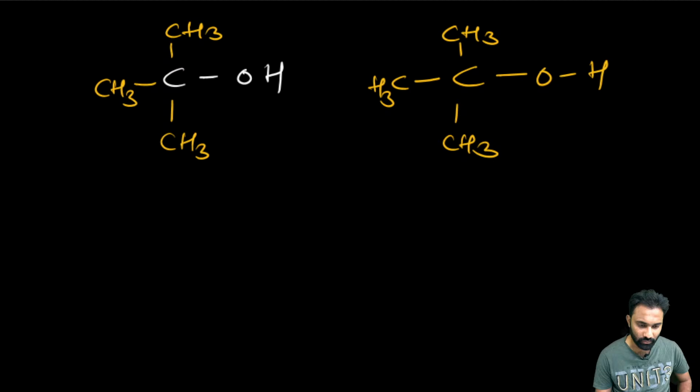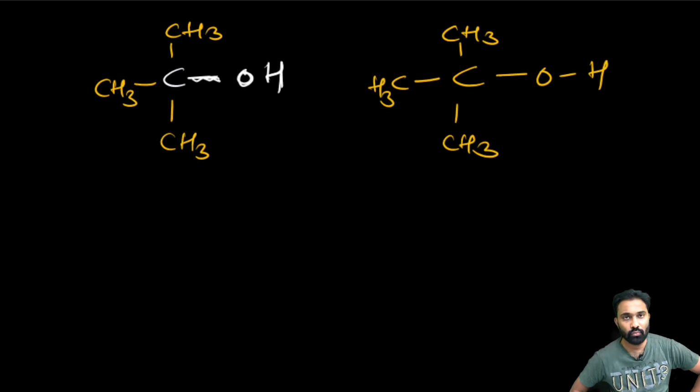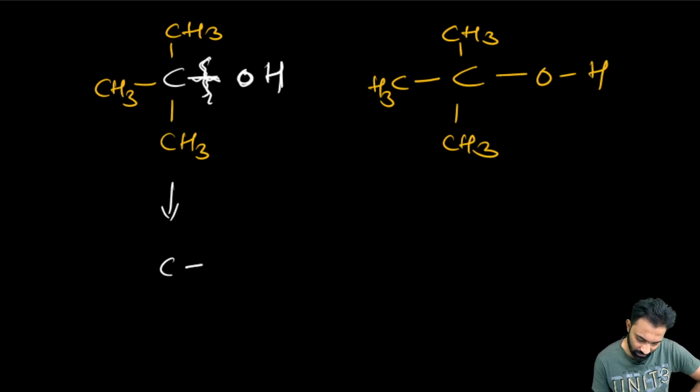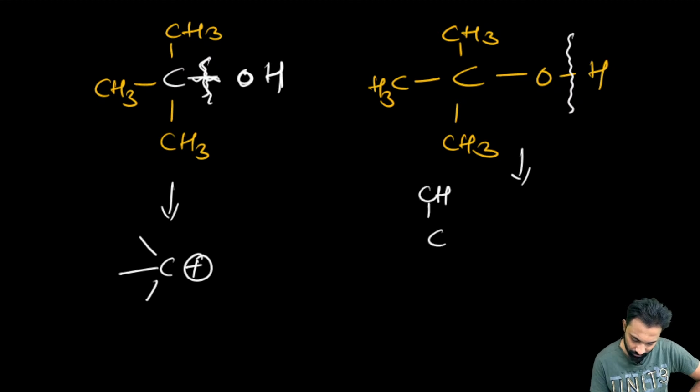Now listen. Depending upon the breaking of the bond, we have to see the reaction. If the bond is broken between the carbon and oxygen, we get a carbocation. If the bond is broken between the oxygen and the hydrogen, then we get the alkoxide ion.